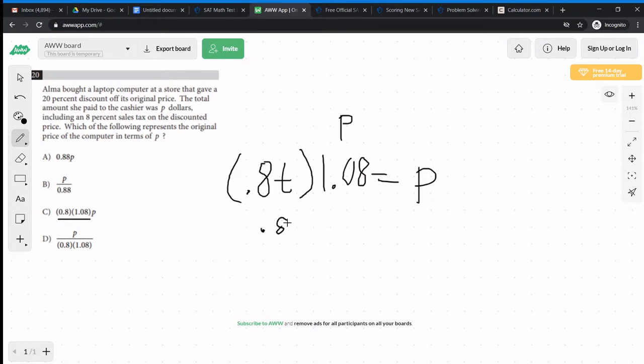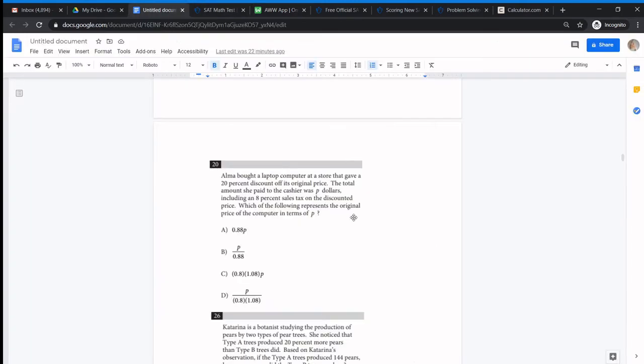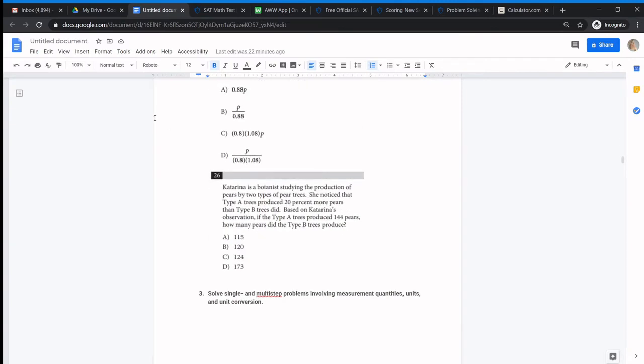So we get 0.8 times 1.08 T equals P. It's important to realize now we're looking for T, not P. So we have to divide by 0.8 and 1.08. T equals P over 0.8 times 1.08. So it's D, this one. Let's go to the next one.